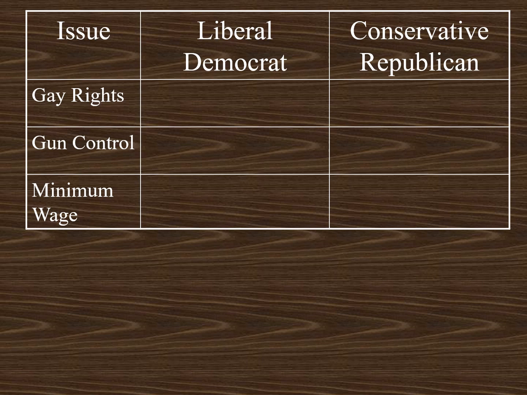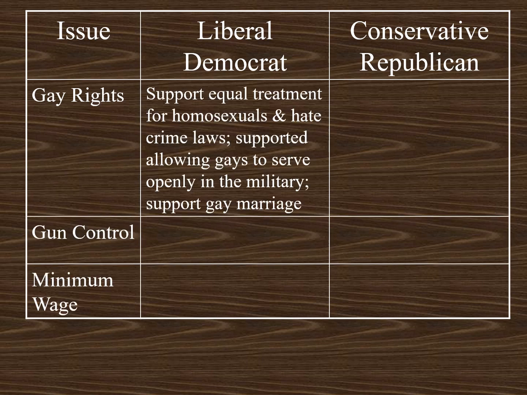Here are 3 more issues that divide Democrats and Republicans, starting with gay rights. Liberal Democrats support equal treatment for homosexuals under the law. For example, if a gay couple wanted to adopt children, they would support that. If someone was fired from their job because they were gay, they would say, hey, that's an unlawful firing. Liberal Democrats worked to make sure that homosexuals were allowed to serve openly in the military. That's changed now. Same with gay marriage. Liberal Democrats were the ones who pushed to try to legalize gay marriage.